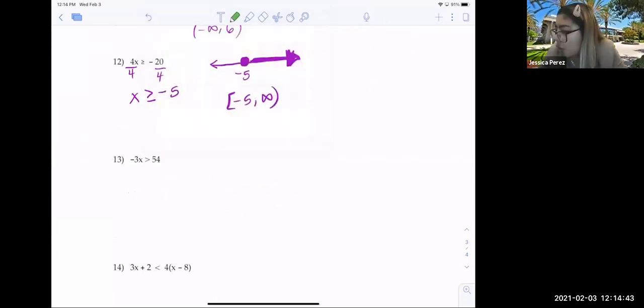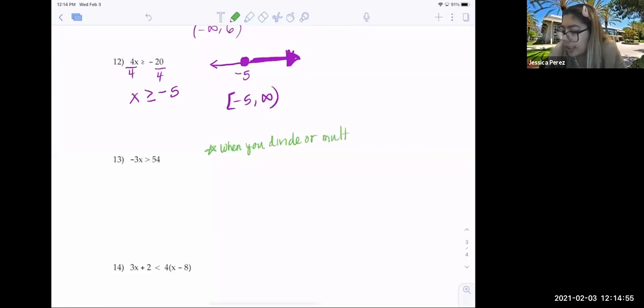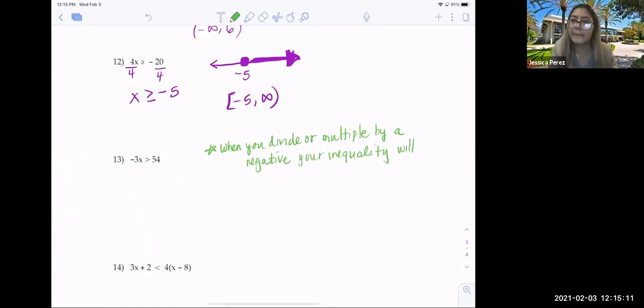When you divide or multiply by a negative, your inequality will switch. Okay, write it down. When you divide or multiply by a negative number, your inequality will switch. What does that even mean? Well, you'll see it in this example.